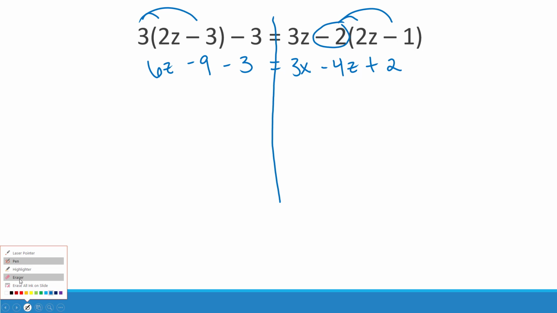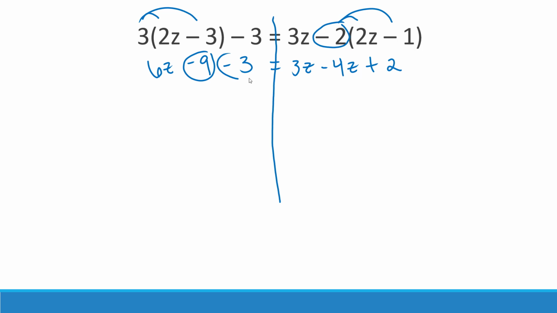I just noticed I wrote an x instead of a z. That would have been terrible. So let's fix that real quick. So this is going to be 3z. There we go. So we can combine together negative 9 and negative 3.